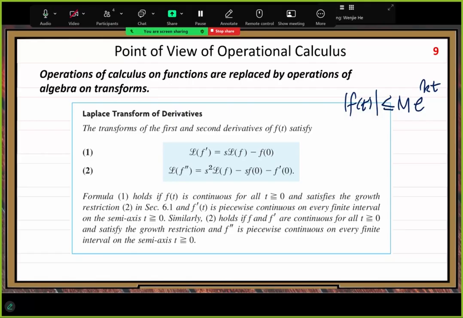The reason is that there is a situation where you only apply the first formula and not the second formula. When you only apply the first formula, then you can consider piecewise continuous, and you can still apply the first formula. But if it's piecewise continuous but not continuous, then you cannot apply the second formula. For the second formula, f double prime must exist, and furthermore, it must be piecewise continuous. Then its Laplace transform can be defined.